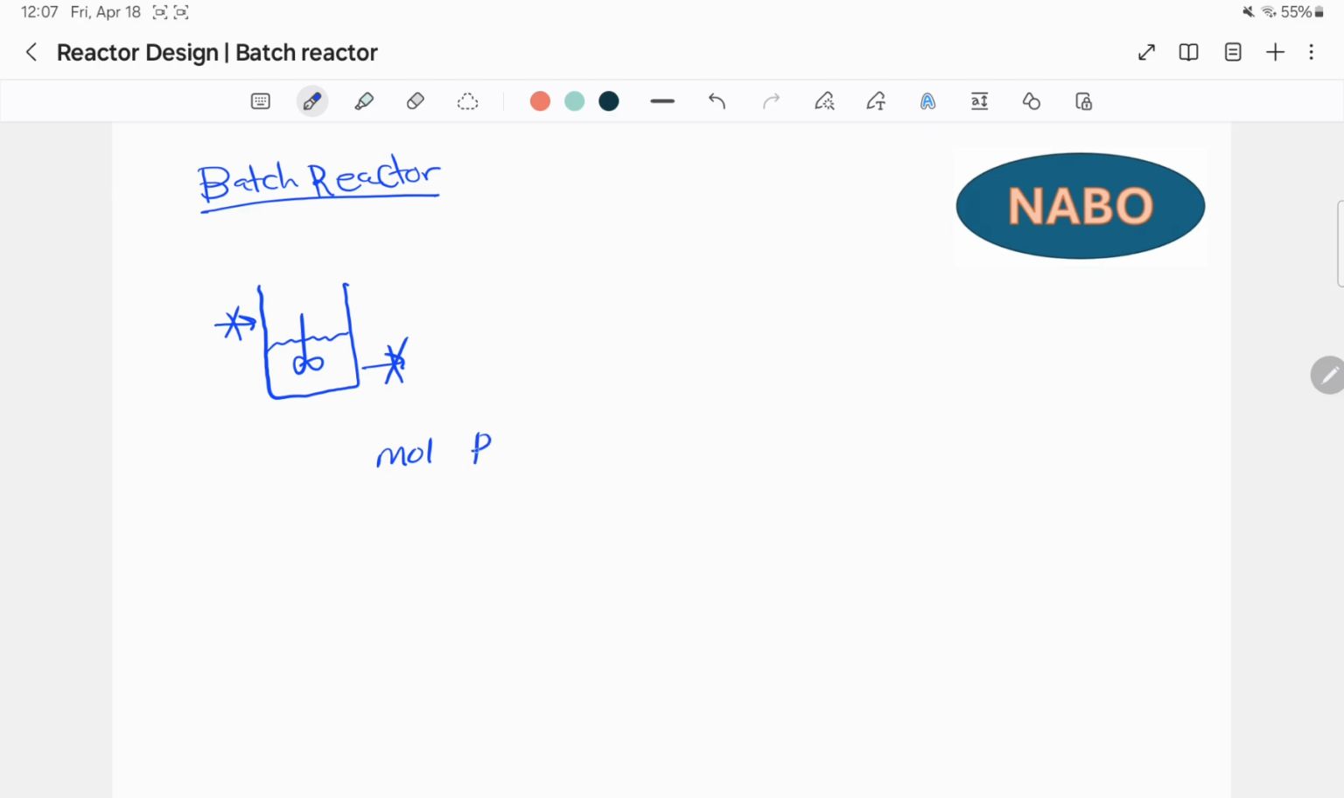So let's start with the mole balance. The mole balance: the moles going in minus the moles coming out plus moles being generated inside the reactor, or in case it's being consumed, it will be minus consumption, equals accumulation. Now since there's no inlet flow or outlet flow of the reactor, these two will be 0, leaving us with generation equals accumulation.